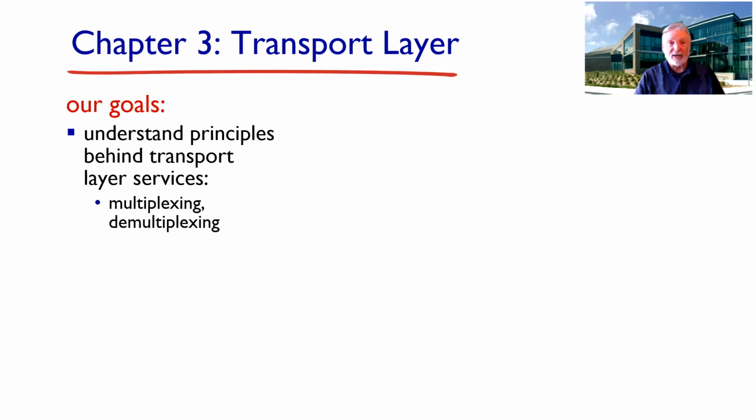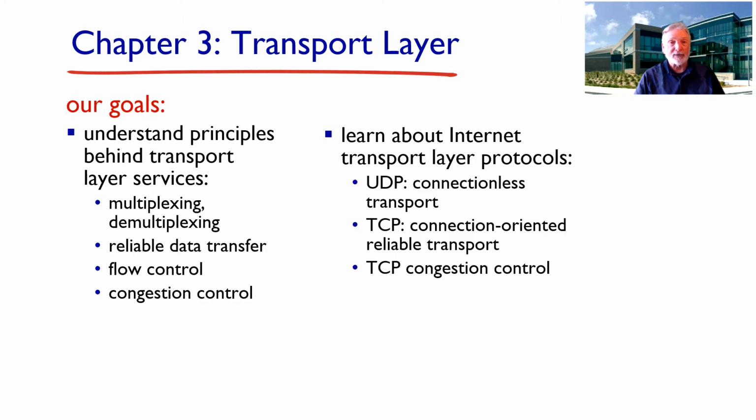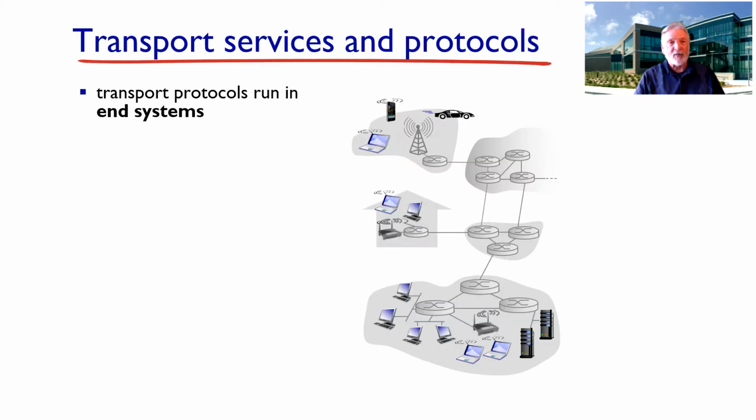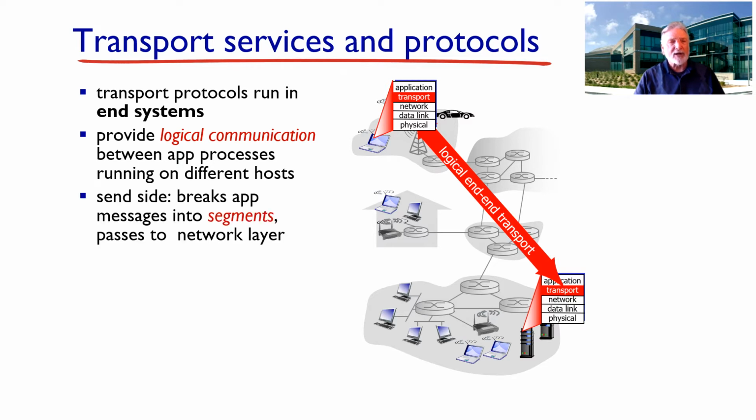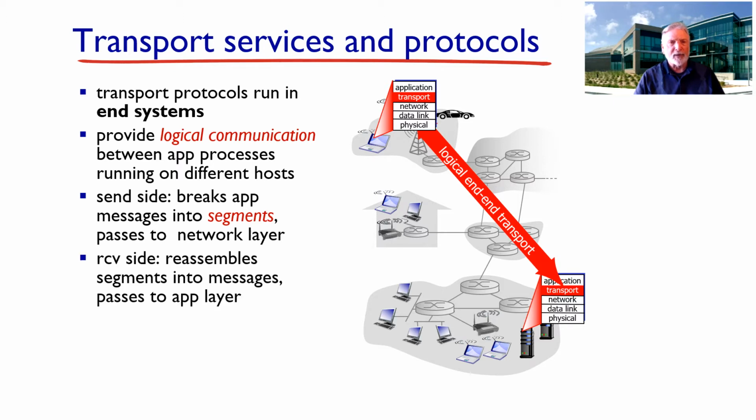These include multiplexing, demultiplexing, reliable data transfer, flow control, and congestion control, as well as learning about the 2 main transport layer protocols, UDP and TCP. The transport layer runs only on end systems. This layer provides logical communication between application processes running on different hosts. The sending side breaks the application messages into segments and passes them to the network layer. The receiving side reassembles the segments into messages and passes them to the application layer.